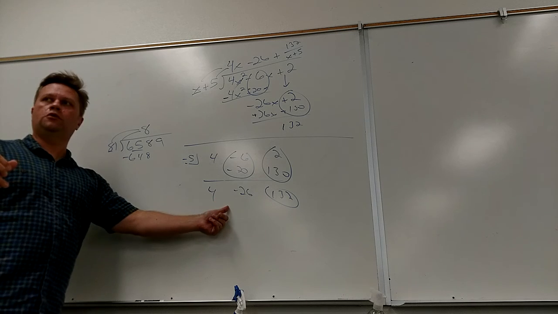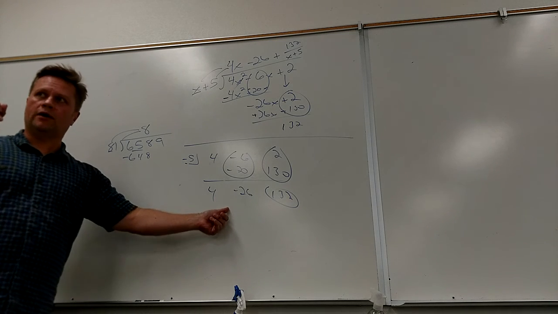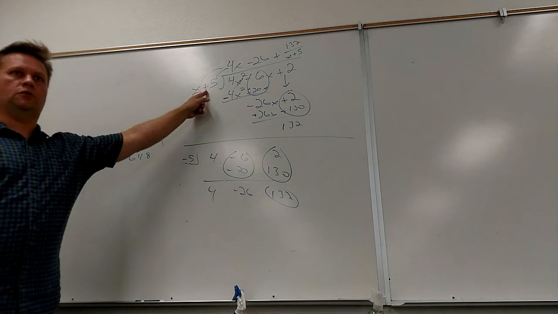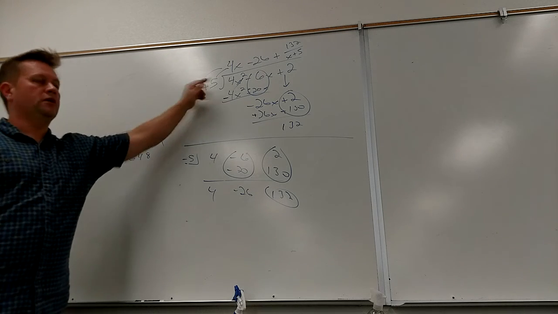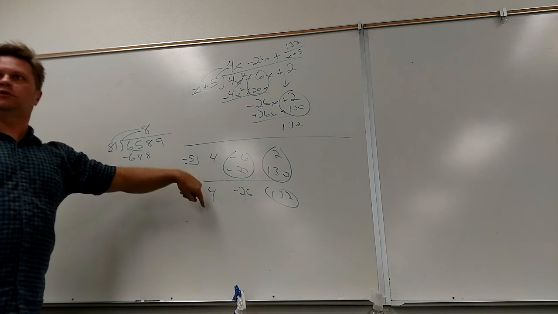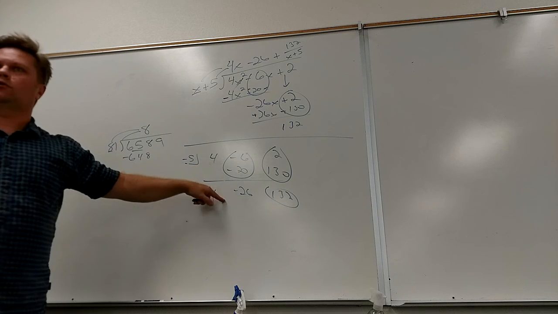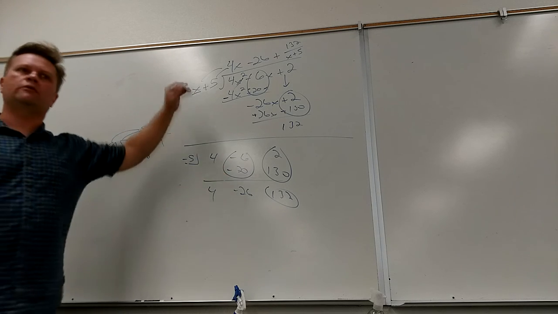This is so useful. But again, why is it so easy? Because it only works when you have x plus or minus number. If I would have left that 2 there, this would not have worked. X squared, this doesn't work. So that's why we still need long division.